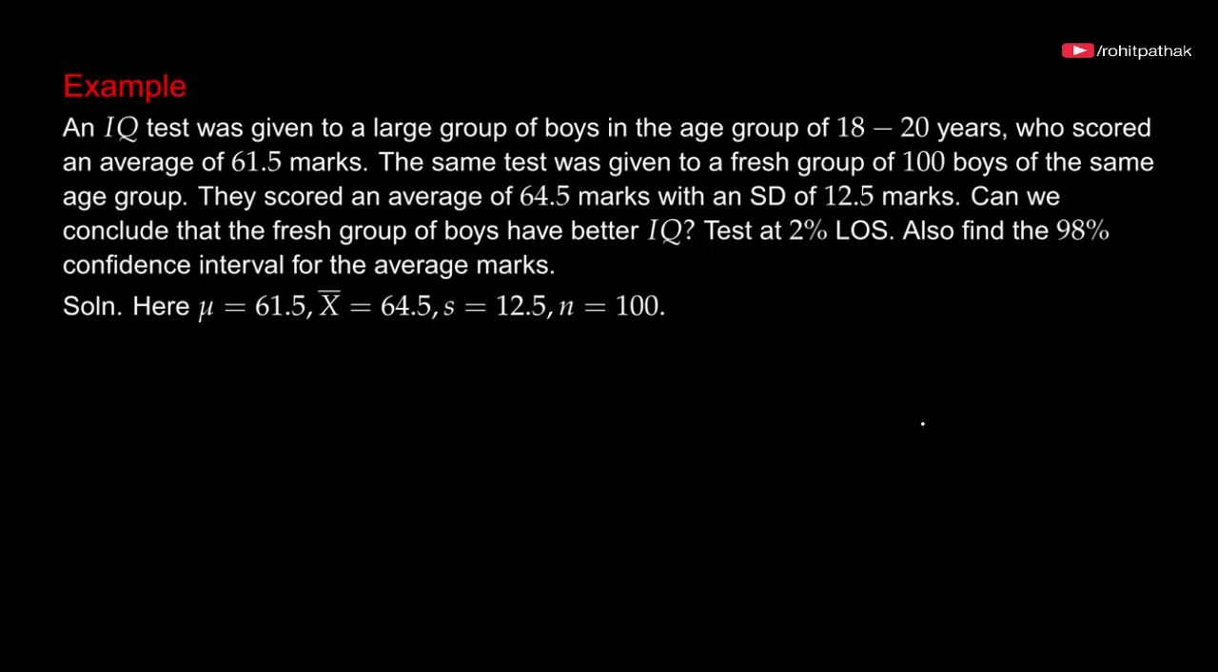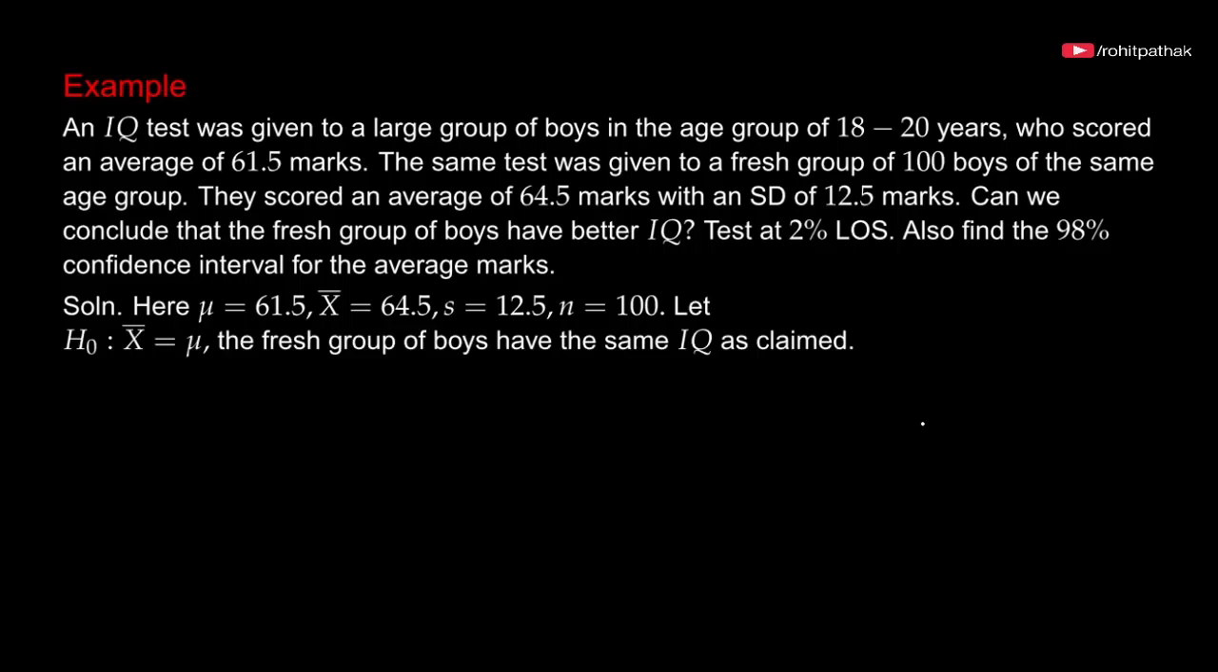So again we note down that population mean is 61.5. That means the average score of the large group is 61.5 as given. From the sample of 100 boys, the score was found to be 64.5. Sample standard deviation is 12.5 and sample size is 100. So here we set H0 as x bar equal to mu. That means the fresh group of boys have the same IQ as claimed. That means there is no difference between the IQ of 100 students of the fresh group and the students in the population. And here we set H1 as alternative hypothesis as x bar is greater than mu. That means the fresh group of boys have better IQ.